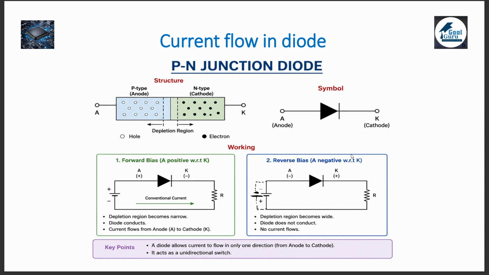In the reverse bias condition, negative of the battery is given to the P type, positive is given to the N type. Hence, anode is more negative as compared to the cathode. Depletion region becomes very wide, hence the diode does not conduct and there is no current flow. So whenever there is current flow in the diode, it has to be in the forward bias condition. And diode allows current to flow in only one direction, that means anode to cathode.